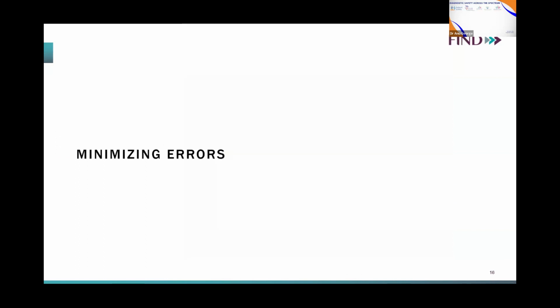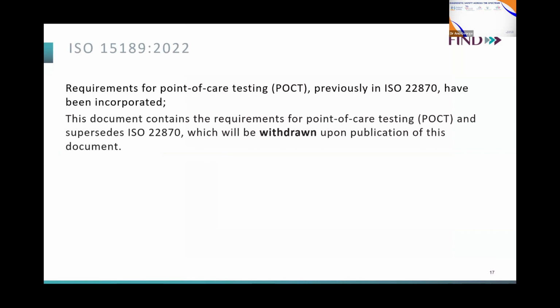After this, we are coming to the core of this discussion: how do you minimize errors and afford safety to the patients. So now the good thing is that there is ISO 15189. I don't know whether all of you know about it. Right now, we heard a couple of people talking about NABL accreditation and all that. So there is an international standard for operation of labs. It covers everything from pre-examination to examination to post-examination, how to do each activity in the lab. Earlier, this standard did not include POCTs, but in the current edition, which came out in 2022, POCT has also been included. Earlier, it was a different standard, 22870.